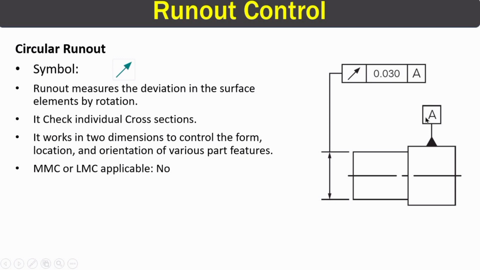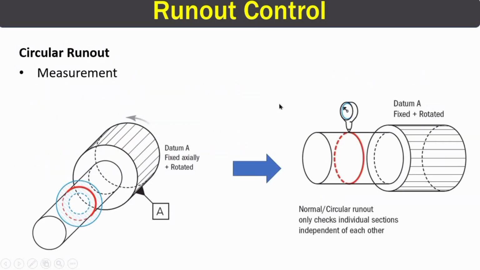Now let's see how we will measure the circular runout. So in this image, you can see this right here is the datum A, which is fixed on this surface. And after fixing it, we will rotate it. So this sign of rotation is here. And we will only have to measure the deviation in this cross section only, this red area.